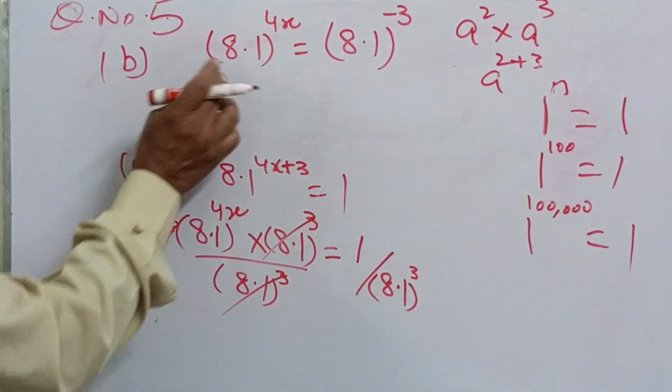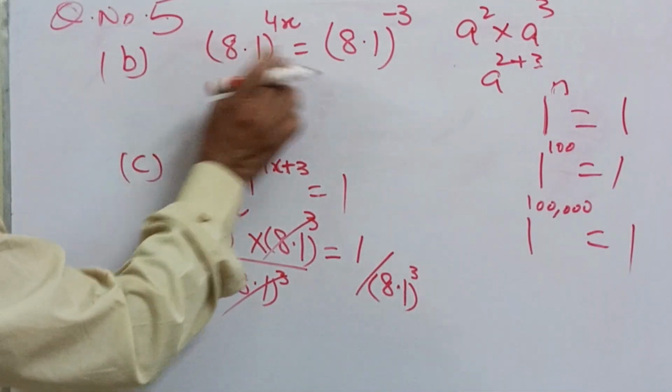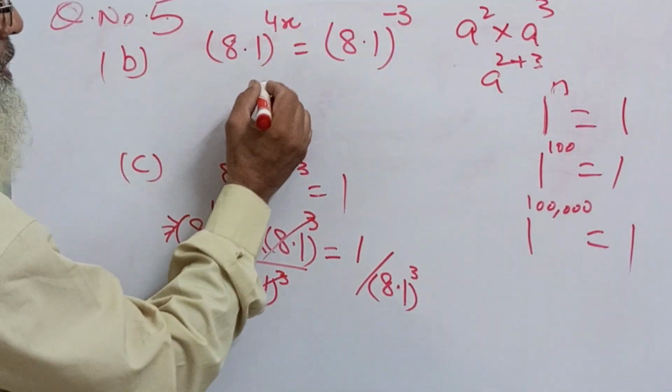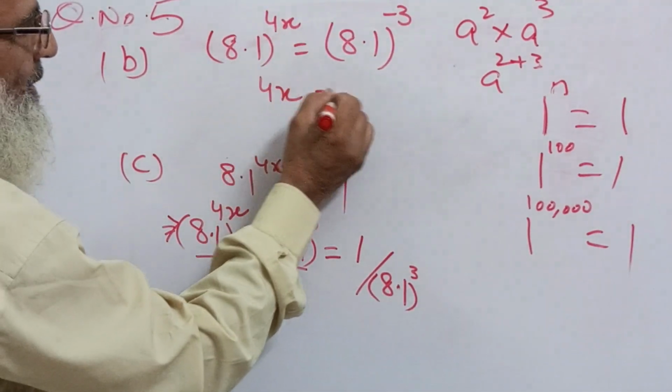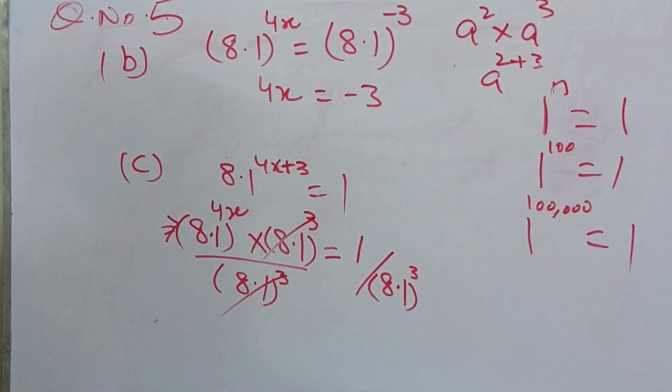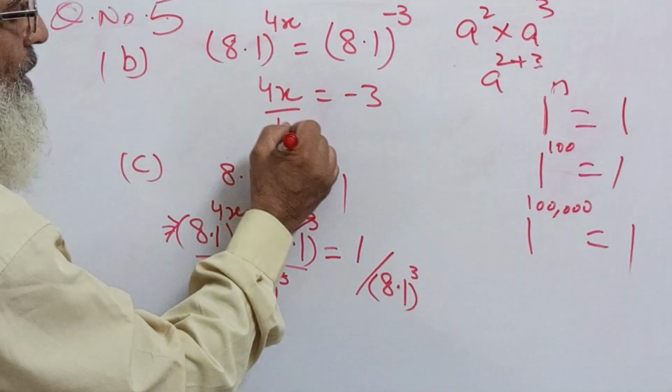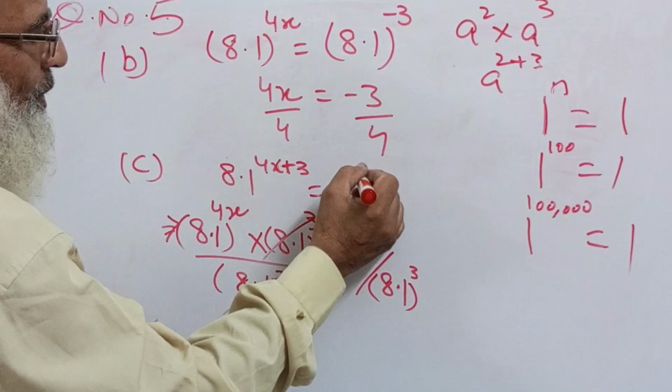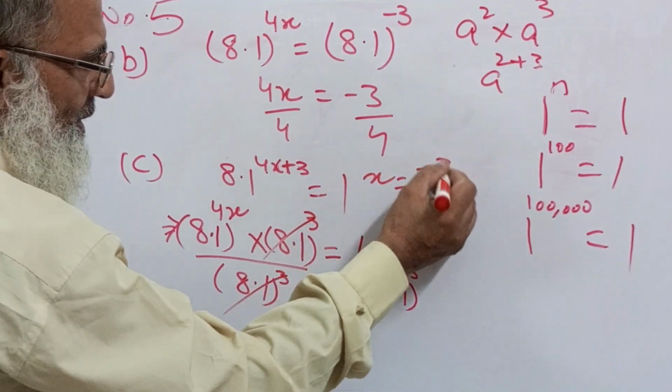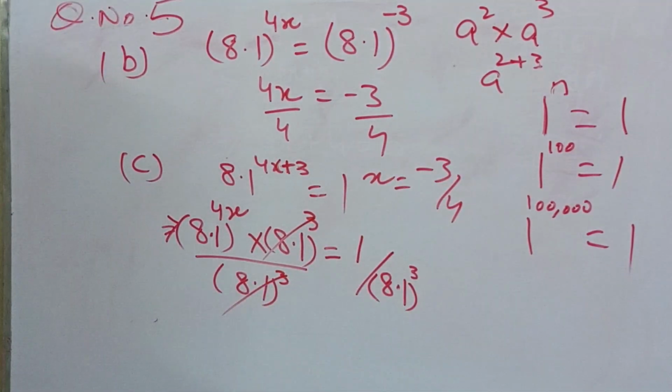Now when bases are same, the powers will be equal. Now it will become 4x is equal to minus 3. The rest you can always do like this. Now x is equal to minus 3 by 4, and this is your answer. Very tricky question it was. We have found the answer in just no time.